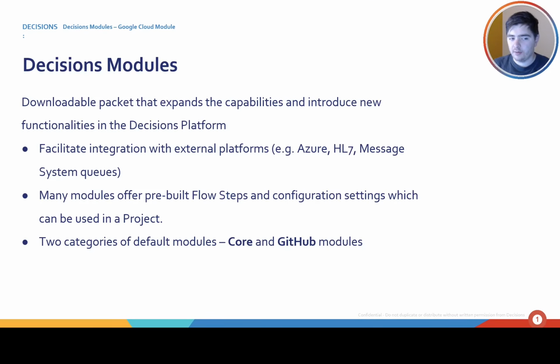A Decisions module is a downloadable packet that expands the capabilities and introduces new functionalities into the Decisions platform. Typically, these modules are going to help facilitate integration with external platforms, such as Azure, HL7, different message system queues, and many more. Many modules offer pre-built flow steps that you can utilize inside of your flow designer to accomplish specific tasks with those external systems. Notably, there are two categories of default Decisions modules. There are core modules and GitHub modules.